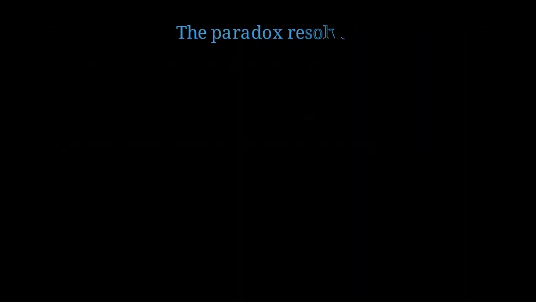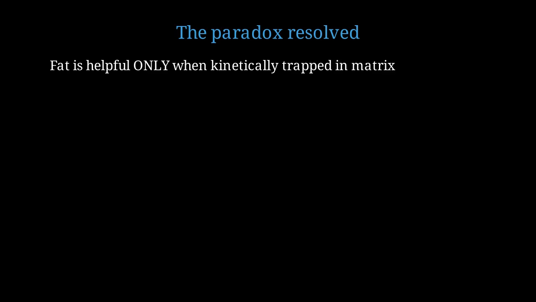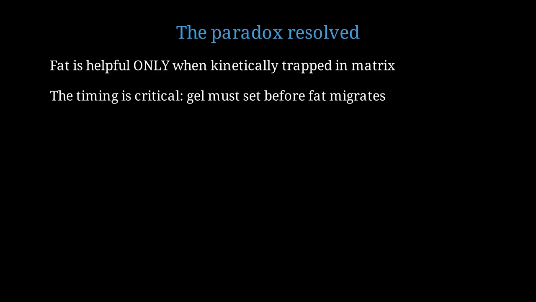So let's resolve the paradox completely. How does fat help rather than hurt? Fat is helpful only when it's kinetically trapped in the sugar-protein-chocolate matrix. In this trapped state, it provides plasticization without destroying bubble interfaces. The timing is absolutely critical. The protein gel must set before the fat droplets have time to migrate to bubble interfaces. This requires precise temperature control during baking.